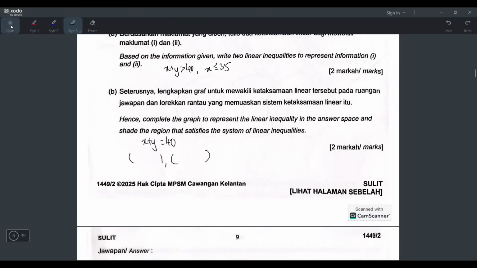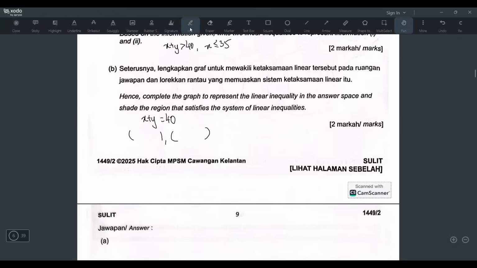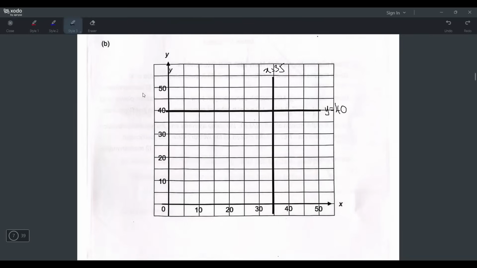Why do we need to find coordinates for this one? Because it's a slanted line. When there is x and y in one equation like this, it means the line is a slanted line. That's why for a slanted line we can't just draw, we need to find points. For a vertical or horizontal line, it's fine, no need to find points. But this one we need to. Usually we substitute x zero, y zero to find the x intercept and y intercept. So x zero, y is 40; y zero, x is 40. And if you look closely, 40 you have in your square grid. This is 0, 40, this is 40, 0.